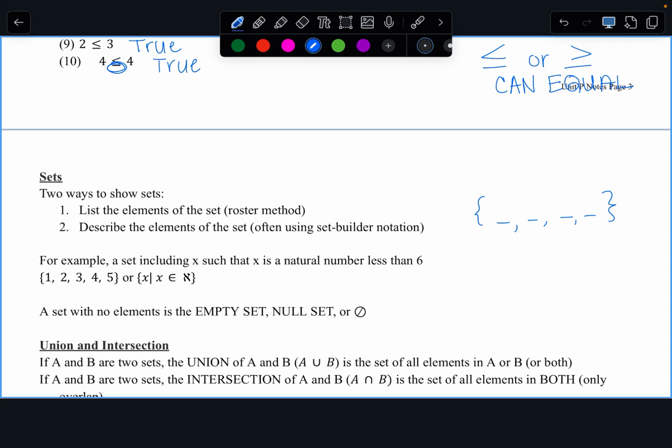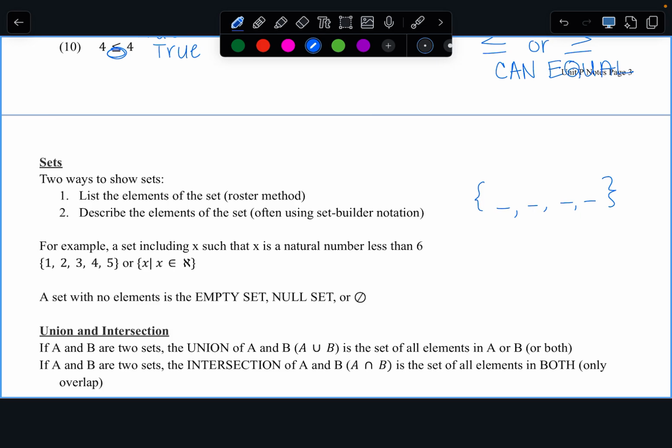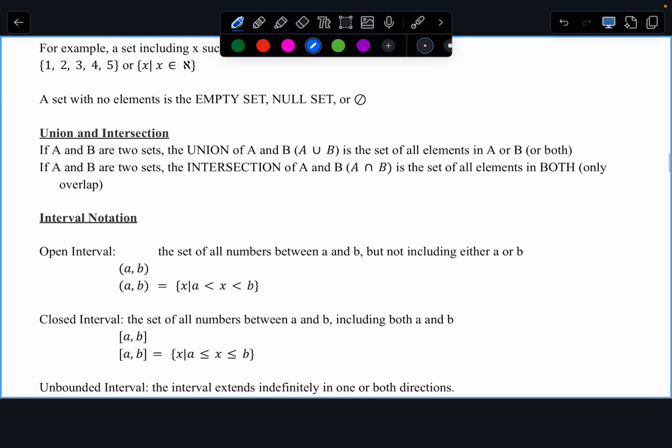Now, for this, you can, again, list them all, or you can describe it in terms of set builder notation. I'm not super worried about that for now. We'll get to that later in other chapters. A set with no elements is empty set, null set, or it's a 0 with a line through it. It means it doesn't work. If you get an answer of like 5 equals 7, that's not true. Nope, empty set.